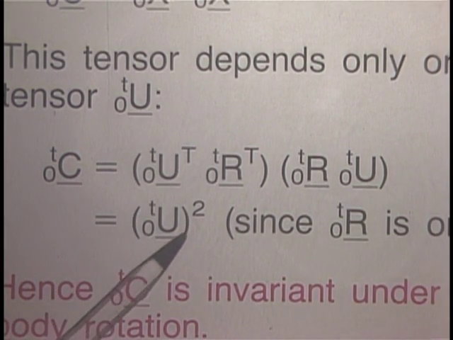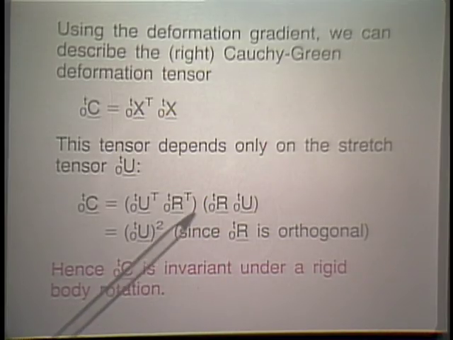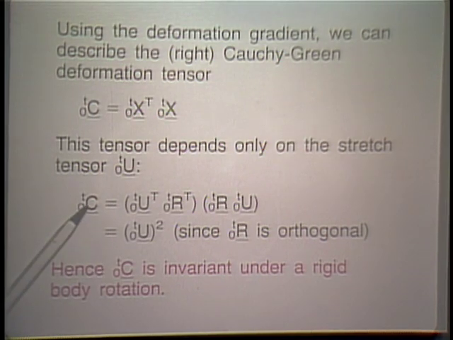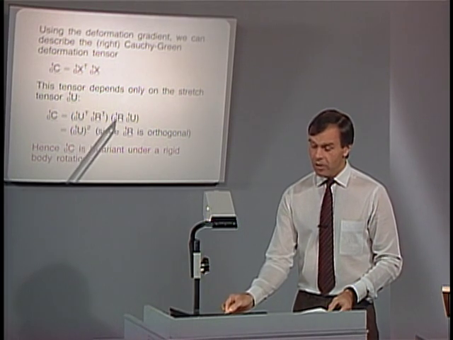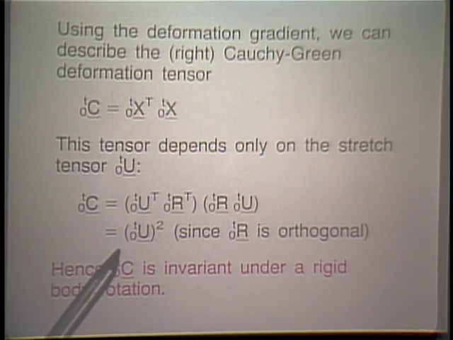In other words, the stretch matrix squared. Since R is orthogonal, R goes in here, but R transpose R, of course, is the identity matrix, and therefore C is simply U squared. Notice that T0C is independent of the rotation via this equation here, and therefore we say that C is invariant under a rigid body rotation. In other words, a rigid body rotation of a material fiber does not enter into the elements of C.